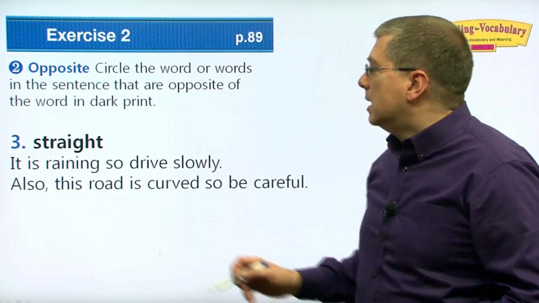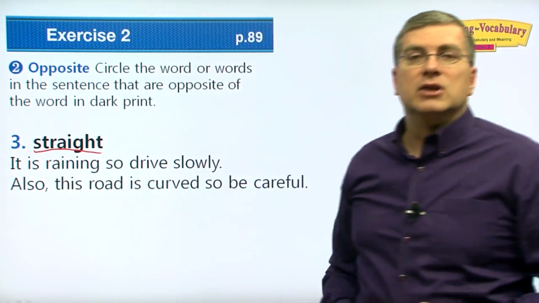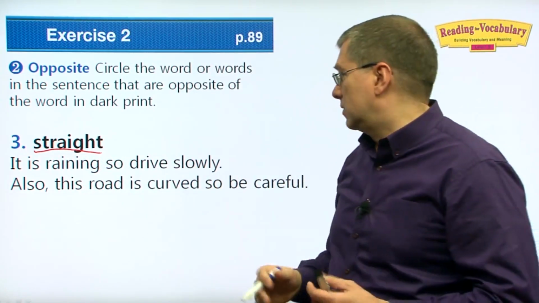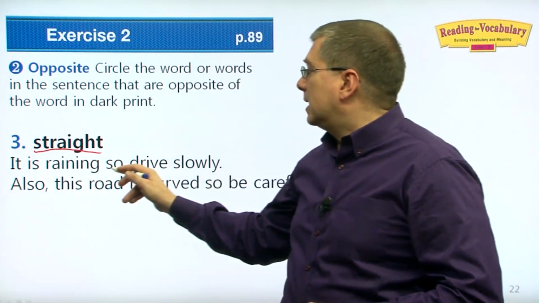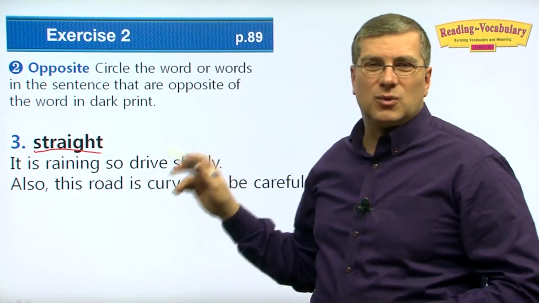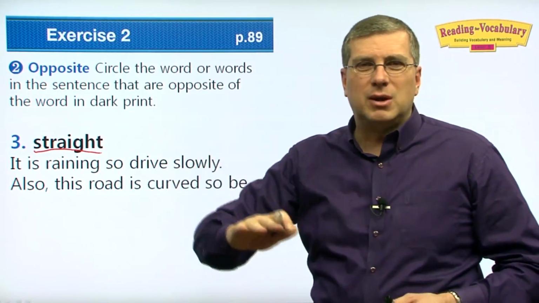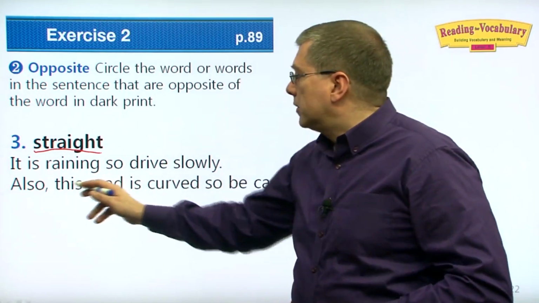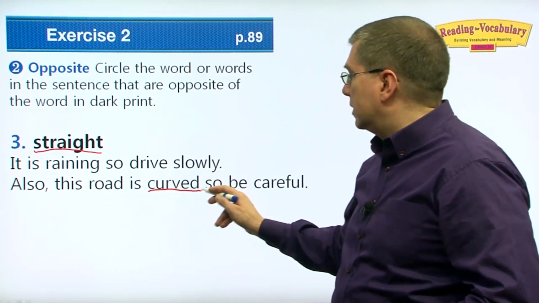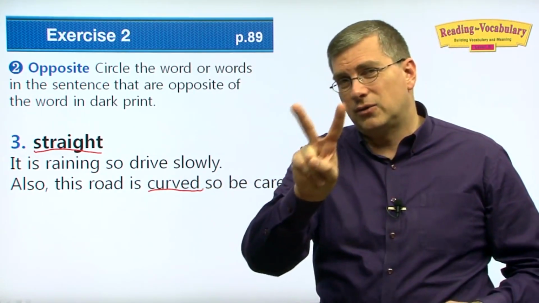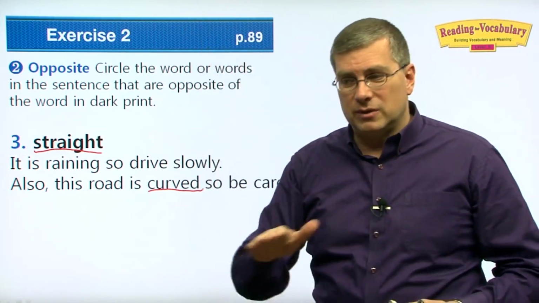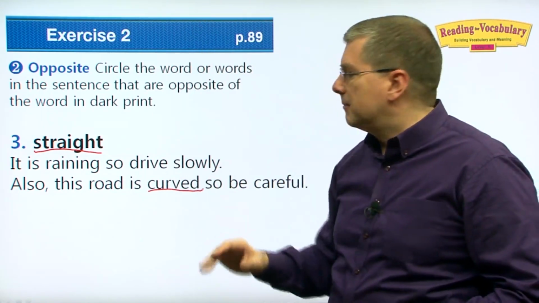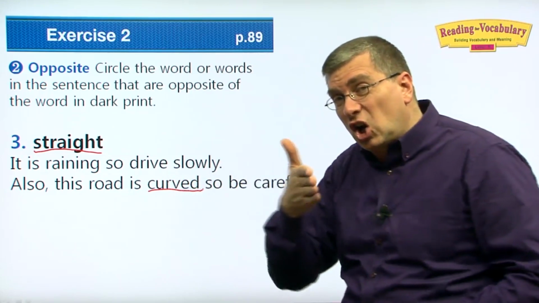Okay, the third one, the word is straight. What is the opposite of straight in the sentence, or 2 sentences? It is raining, so drive slowly, right? It is raining, the road gets slippery. It's dangerous. Also, this road is curved, so be careful. There's 2 things you have to watch out for. One, there's rain, so it's slippery. The second thing is the road is curved, right?